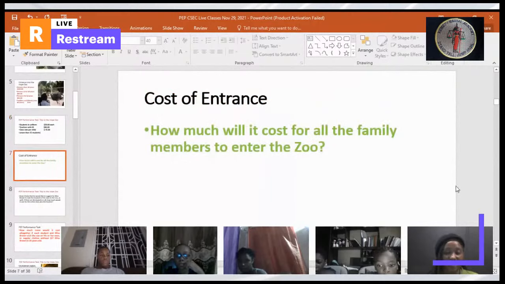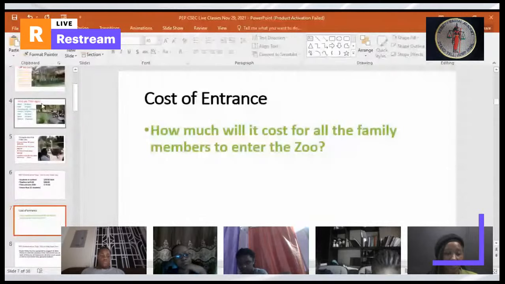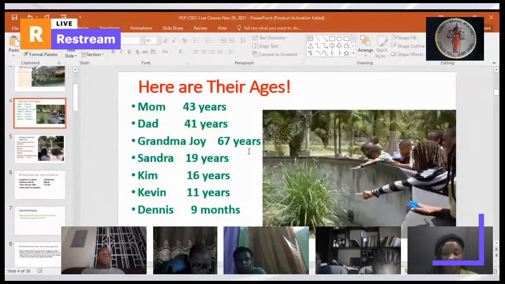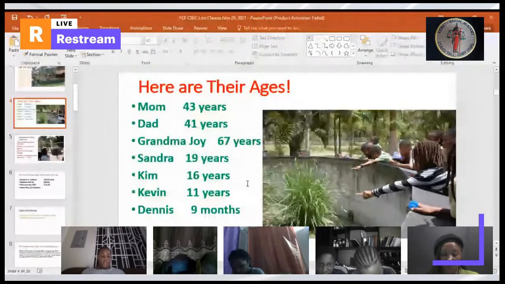Now the first task says cost of entrance. How much will it cost for all the family members to enter the zoo? So here are their ages again, quickly. Mom is 43, dad is 41, Joy 67. Jot them down quickly. Sandra is 19, Kim is 16, Kevin is 11, and baby Dennis is 9 months old.